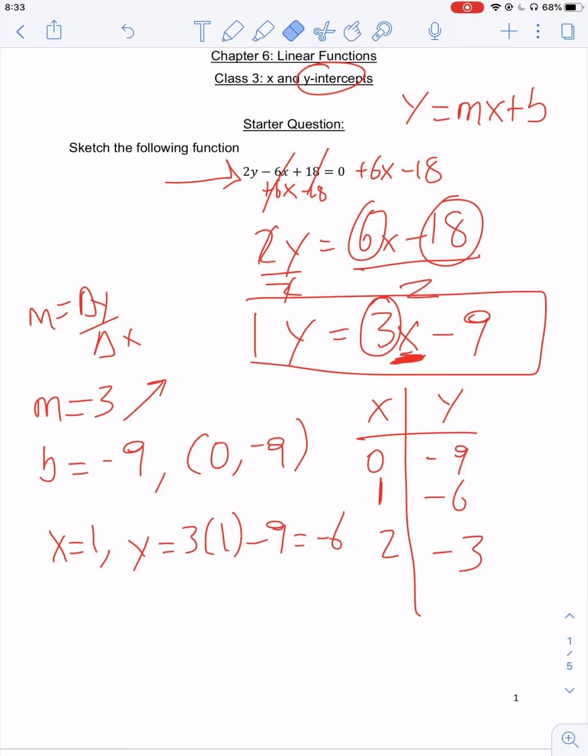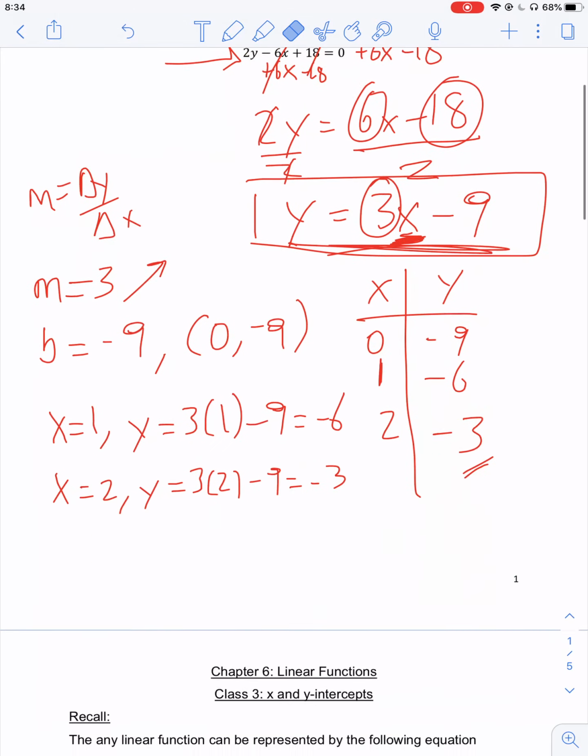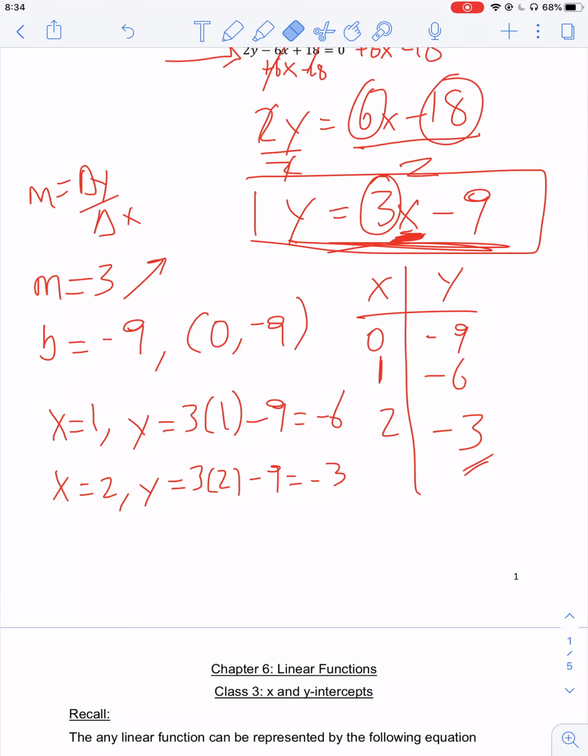Okay, and maybe one more just for those of you who are somewhat confused. When x is equal to 2, then you just replace your x value in your function by 2. So 3 times 2 minus 9. And this is where the minus 3 is coming from. Okay, so this is how you find your values. Now, to make some room, I'm going to erase all this, because this was just to show you where it's coming from.